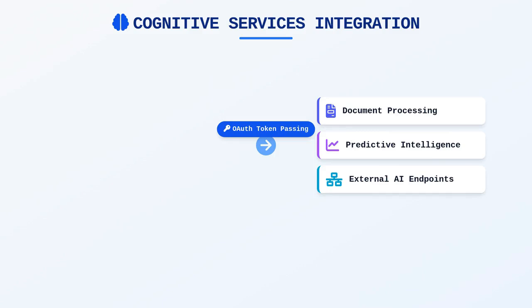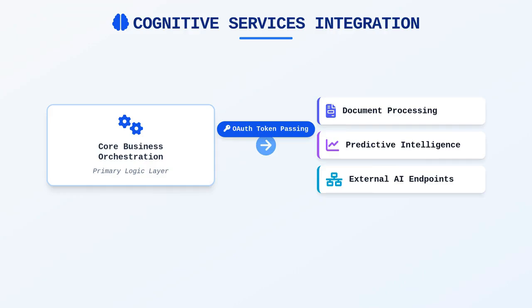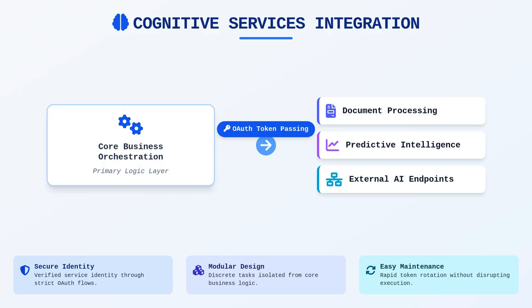These cognitive workloads should be designed as modular, discrete tasks that reside downstream from our primary orchestration logic. By keeping the AI-specific integration patterns isolated from the core business workflow, we simplify the maintenance of sensitive logic and make it easier to rotate authentication tokens without disrupting the entire chain of execution. This modularity ensures that our architectural design remains adaptable to changes in platform capabilities or security requirements over time.